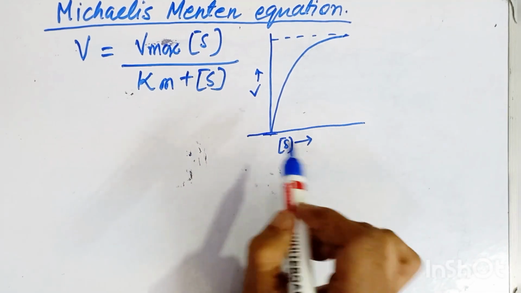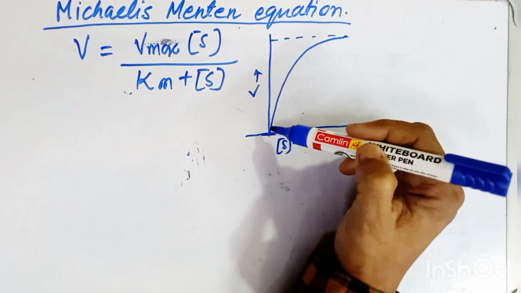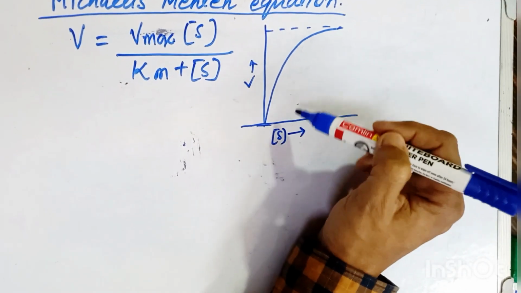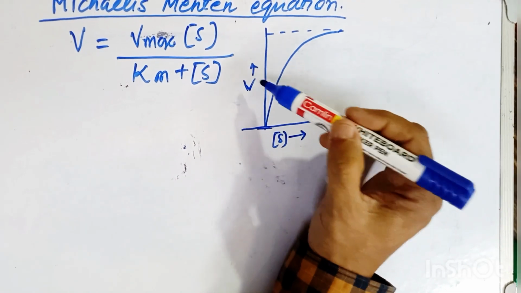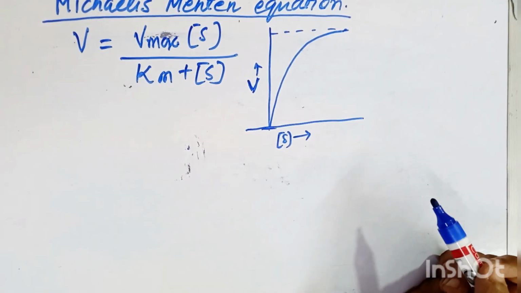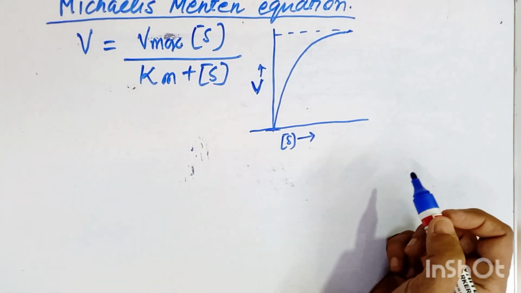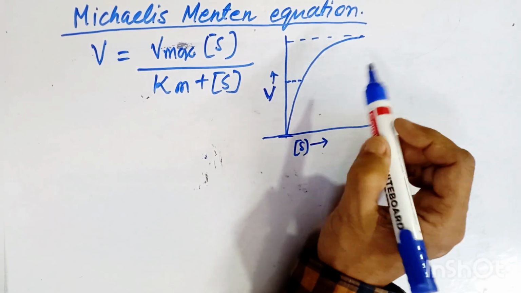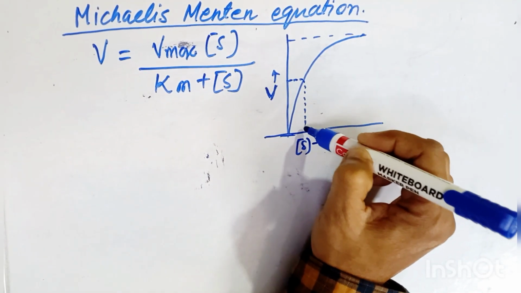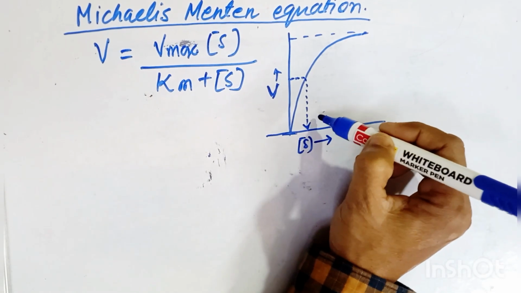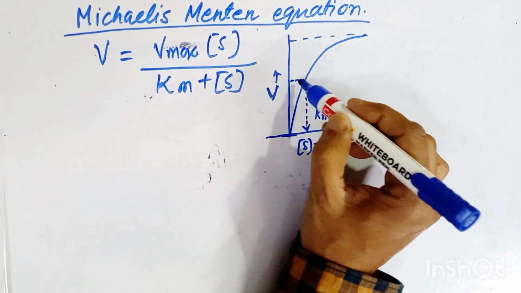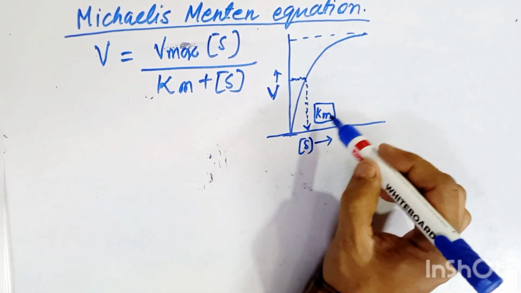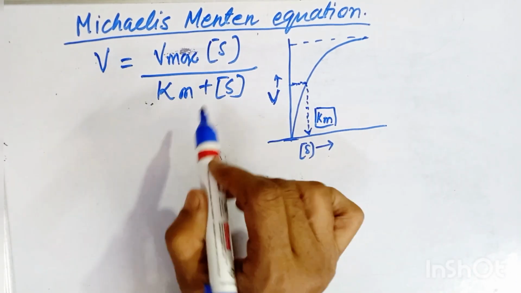Now we need to know certain details about this change in velocity. How does the substrate change the velocity of an enzymatic reaction? Now, we have seen that at half of the maximum velocity, the substrate concentration that we know is the Km. At half of maximum velocity, the substrate concentration is the Km of the reaction. We need to know about these things a little bit more.